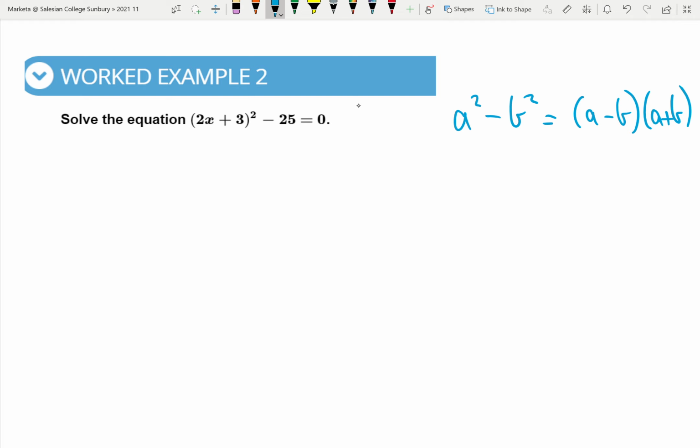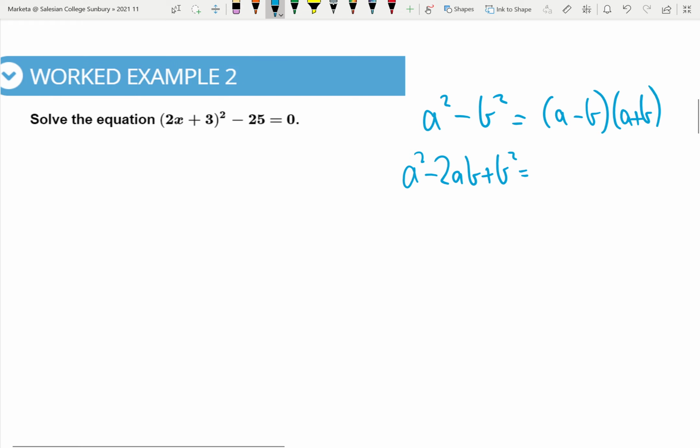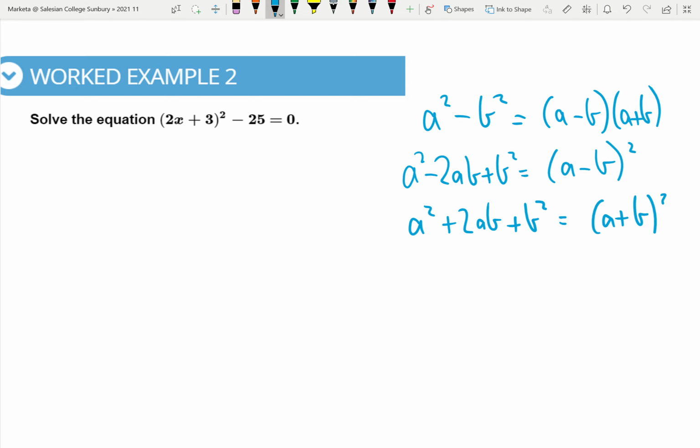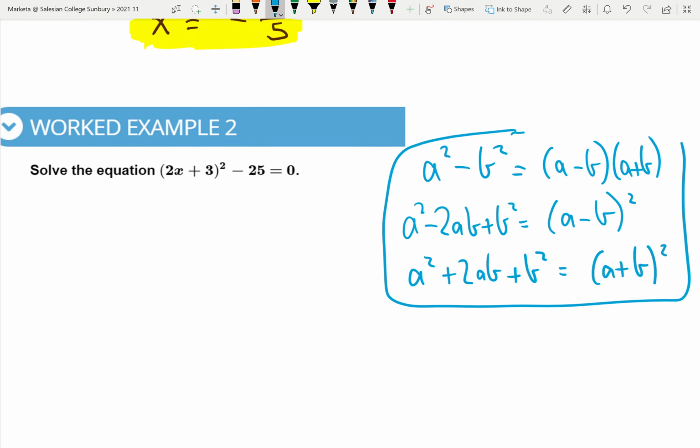Others that we want to know are a squared minus 2ab plus b squared, which is a minus b squared, and a squared plus 2ab plus b squared, which is a plus b squared. If you're not sure of those, that's year 10 or even year 9, there's quite a lot on those. You might like to have a look back.